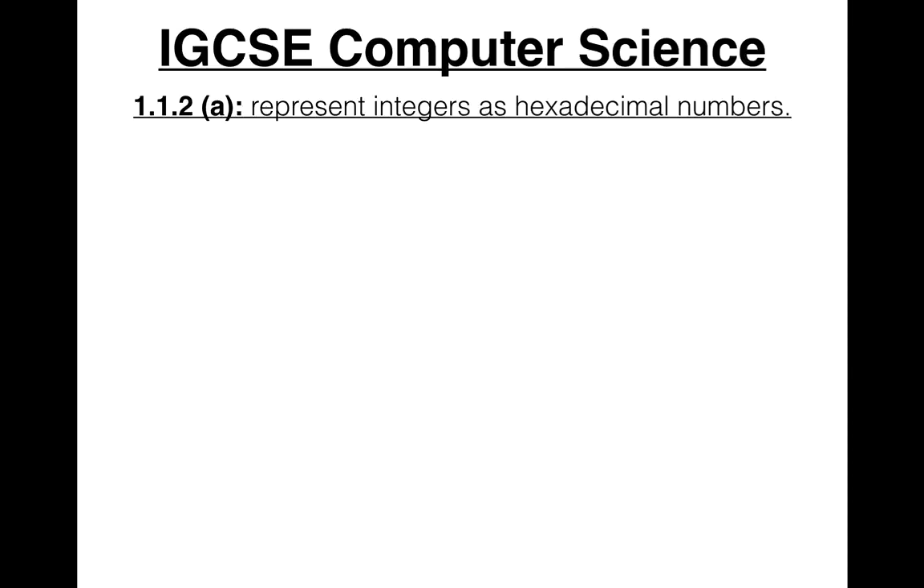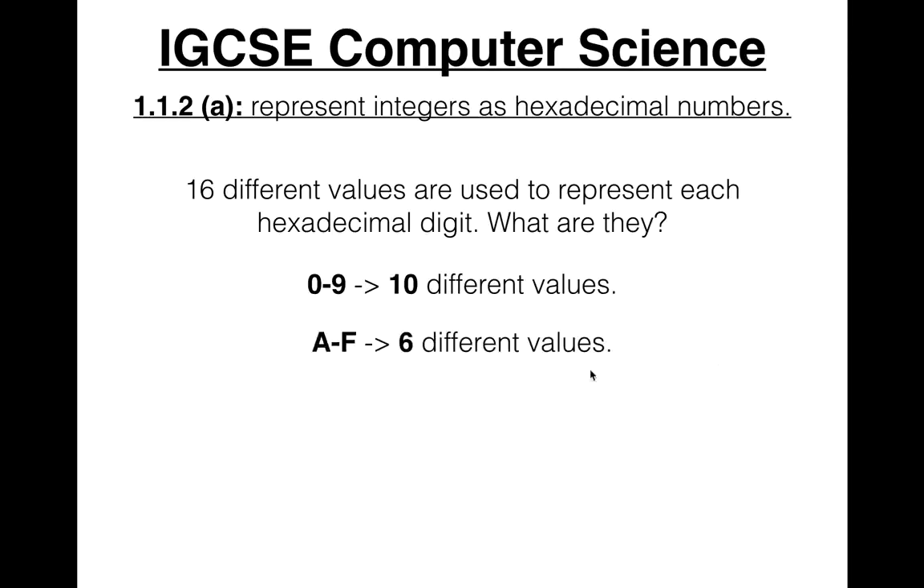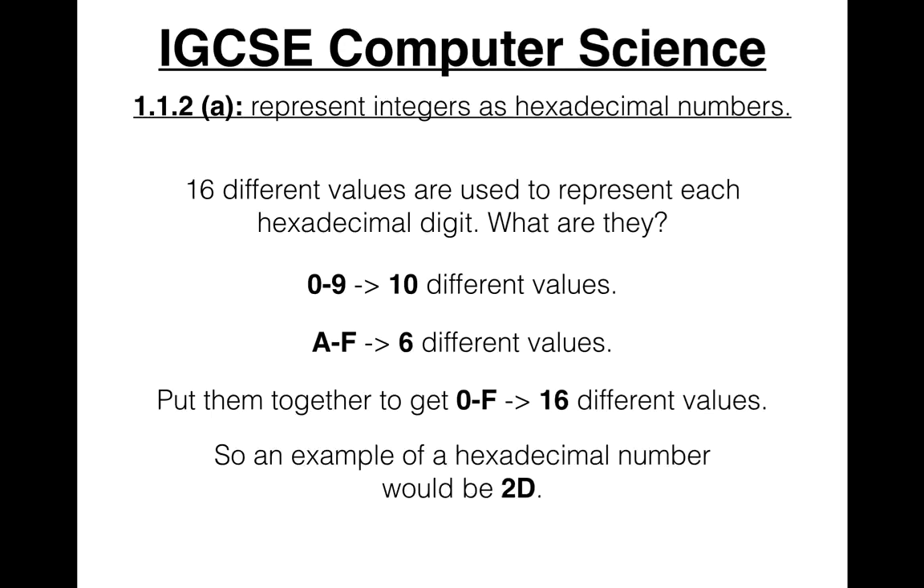So 16 different values are used to represent each hexadecimal digit. So what are they? Well, 0 to 9 gives us 10 different values. A to F, using letters now, gives us 6 different values. So if we put them together, we get 0 to F, which gives us 16 different values. An example of a hexadecimal number would be 2D.